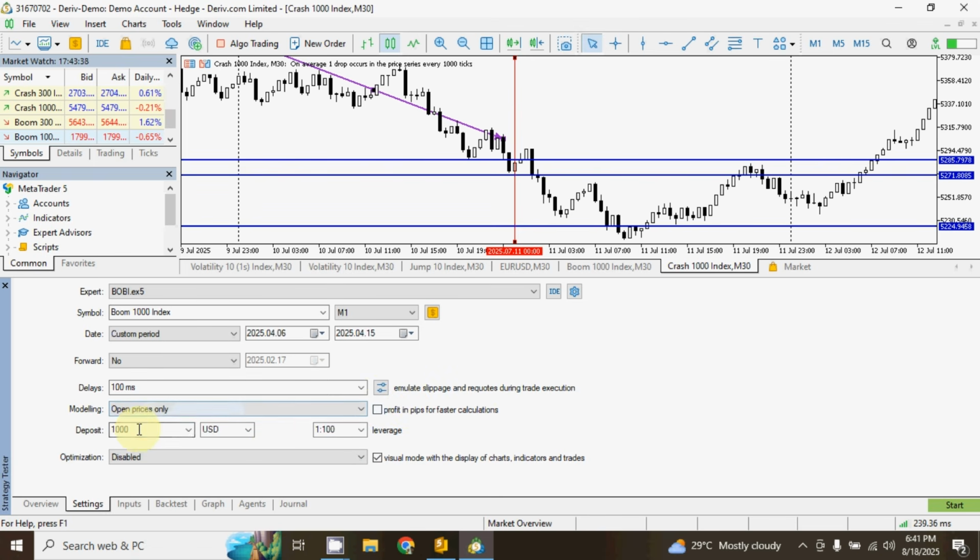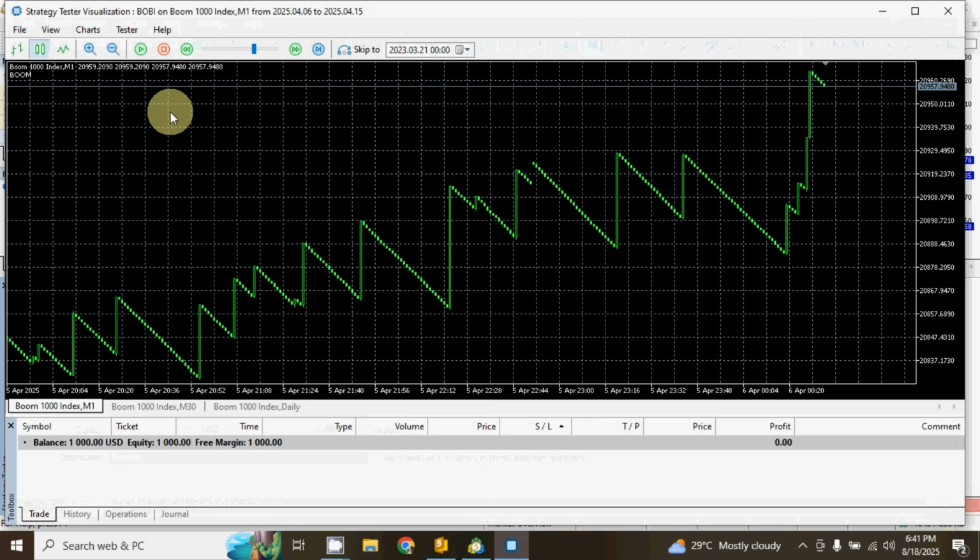You can input your deposit, maybe like $1,000. Then your leverage, maybe 1/100. Then make sure you click visual mode with display of charts, indicator and trades, right? So when you are done with that, click on start. Then it is going to load for you. So the next thing you are going to do is that after it is done loading, pause, click on the space button on your keyboard, or click here. It's going to pause. Then you can forward it or reduce it here.